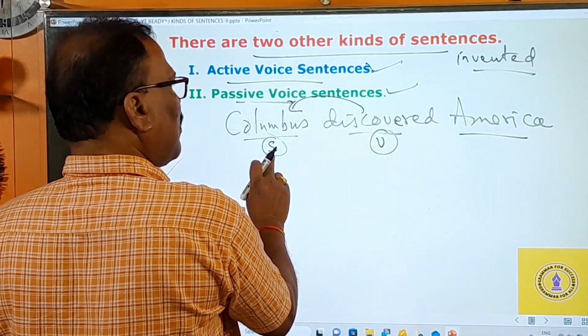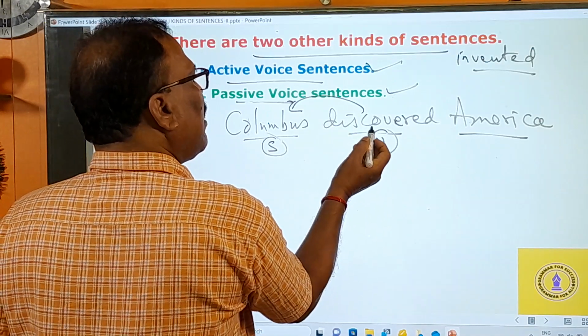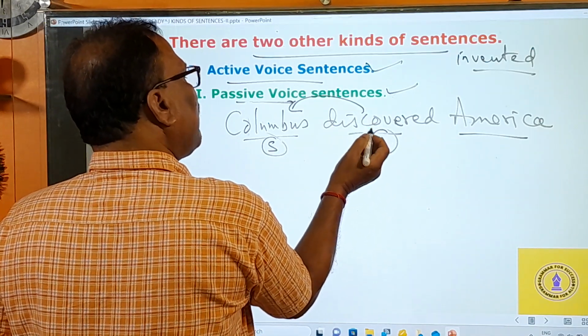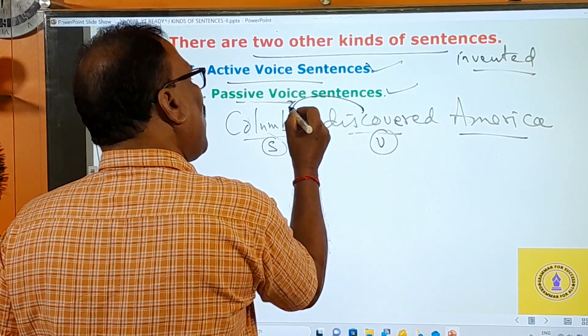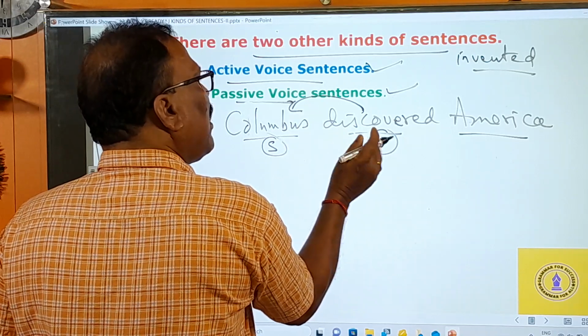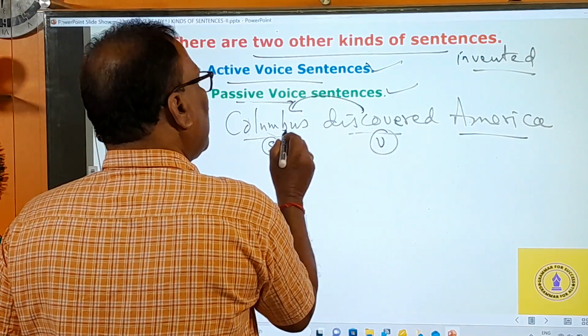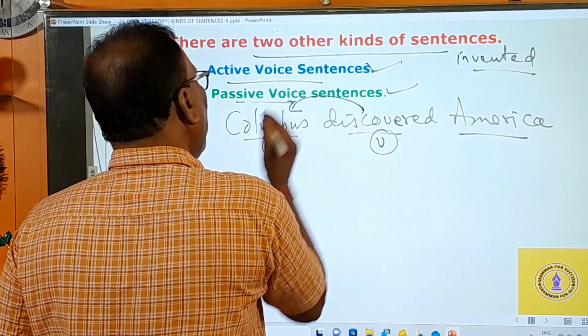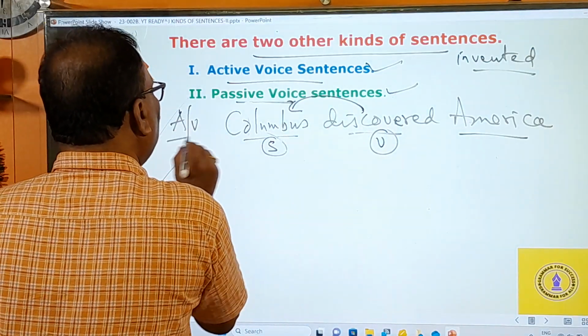This is the verb. So when the subject is placed in front of the verb, if the subject is placed before the verb, then that sentence is said to be in the active voice.